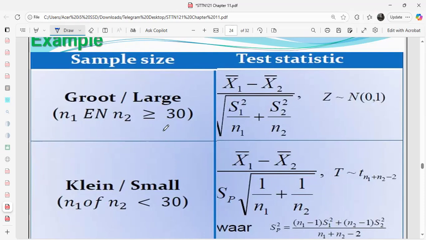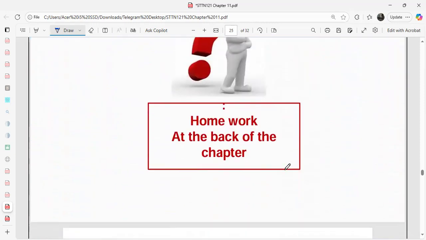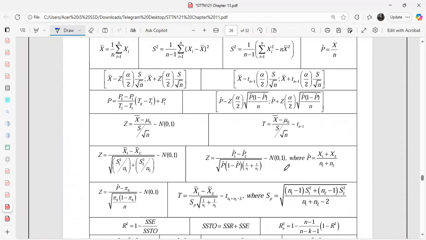So this is just the summary. If n1 and n2 are large, you use this one. If n1 and n2 are small, you use the formula with the SP, the one with the T. Then if n1 and n2 are large, but under the population proportions where you will be given x1, n1, x2, n2, with this one you won't be given the mean and standard deviation, mean 1, mean 2, standard deviation 1, standard deviation 2. So that's how you answer questions based on hypothesis testing for two populations. I think now it's done.